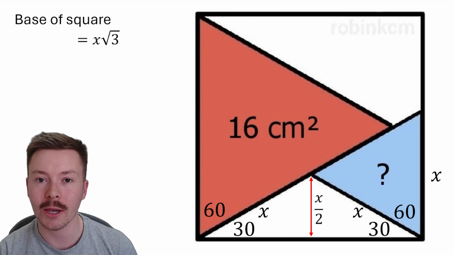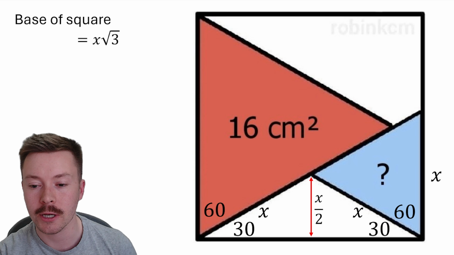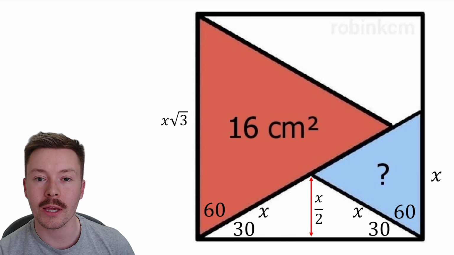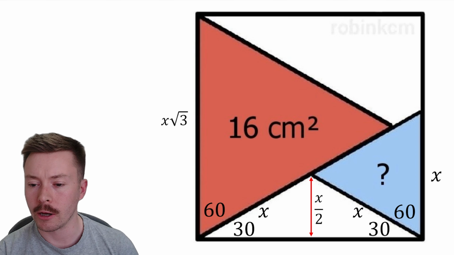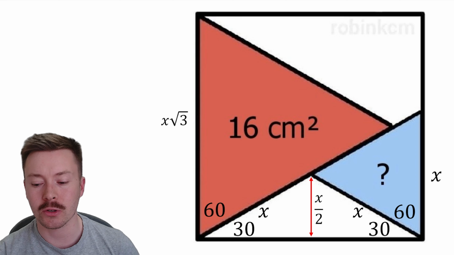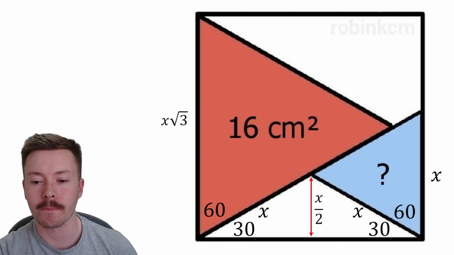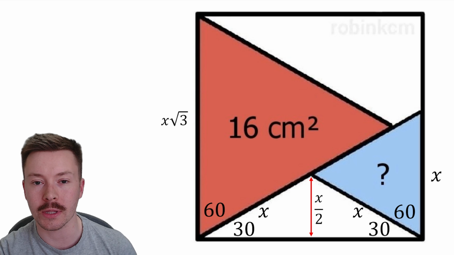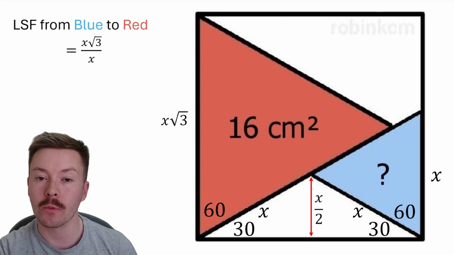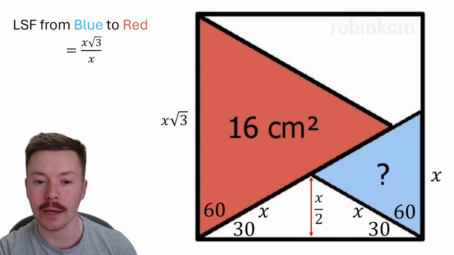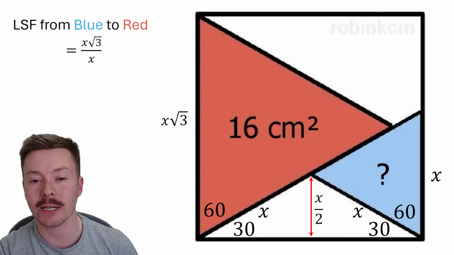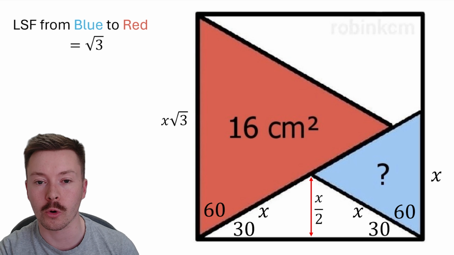Now, because it's a square, that will be the length of all of the sides. So this left-hand side here, which is also the length of the red triangle, is x root 3. They are the same thing. What we can do then is get a scale factor from the blue triangle to the red triangle using these lengths. So that would be x root 3, the longer length, divided by the smaller length, divided by x. Okay, x root 3 divided by x gives an answer of root 3.